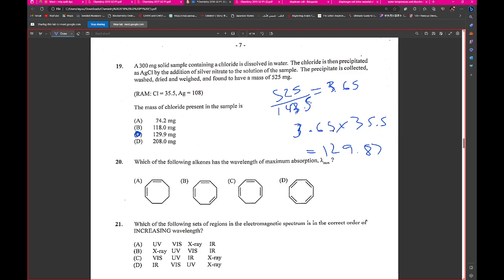Which of the following alkenes has a wavelength of maximum absorption? What would it be? Benzene. Why? Because it has more double bonds. I was thinking because it's more conjugated than the others. So you're saying that it's aromatic in some way. It has more pi bonding electrons. Interesting. Everybody else, you guys agree?